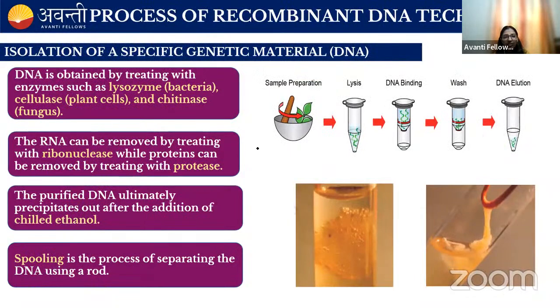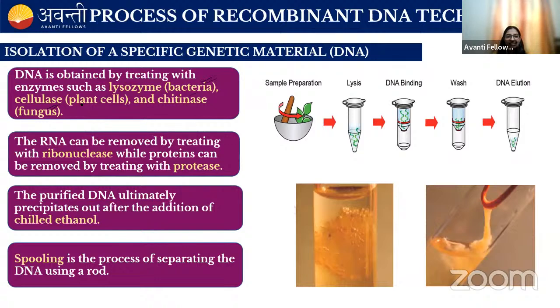Now, first is the isolation of a specific genetic material. We know that if we have to isolate the genetic material from different organisms like bacteria, plant cells, and fungi, we have to treat these organisms with certain cell wall degrading enzymes. Like bacteria, they have a peptidoglycan cell wall. So I have to expose the bacteria to lysozyme to degrade the cell wall of the bacteria.